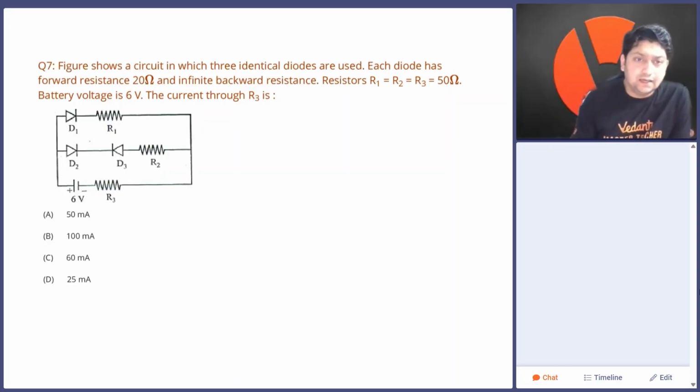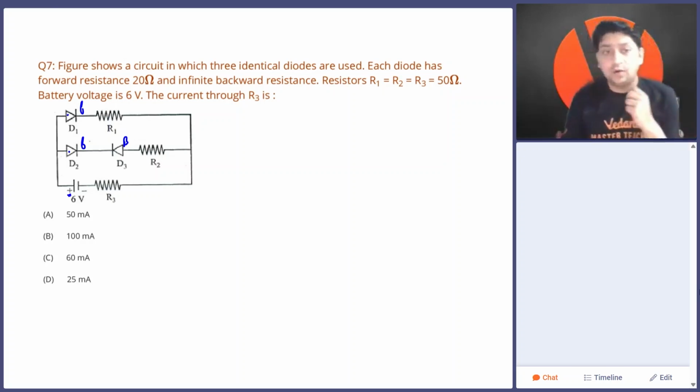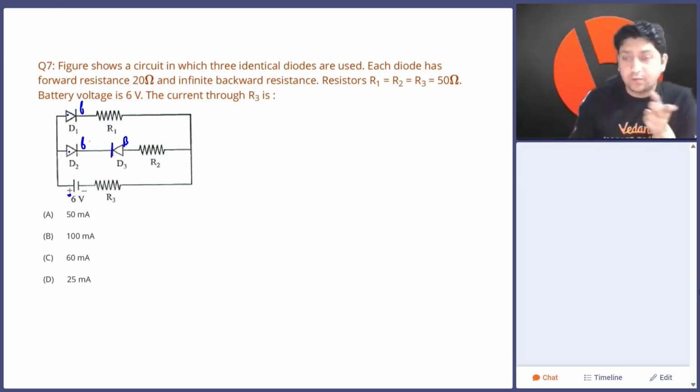Now over here we can see that this diode is forward bias, this diode is forward bias, but this diode is backward bias. The positive terminal of the battery is connected to the P side of these two diodes, but this is the N side of the diode which is connected to the positive. So that's why this is a reverse biased diode. And as it is given over here, a reverse biased diode will have infinite resistance. So this branch of the circuit is useless for us. There will be no current passing through this branch.